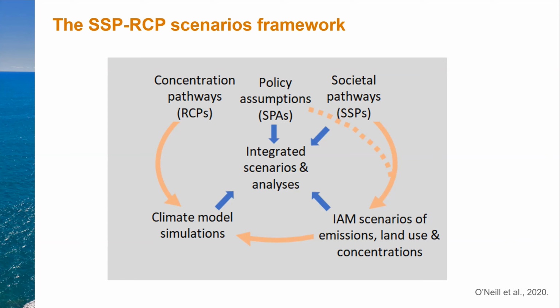The RCPs are greenhouse gas concentration pathways that are used with this orange arrow to produce climate model simulations of the future, so climate futures. These are sometimes combined with policy assumptions, and they are combined with integrated assessment model scenarios of emissions and land use and concentration. So there's all these elements that go into integrated scenarios. So this is a picture of the framework and how it's intended to be used.